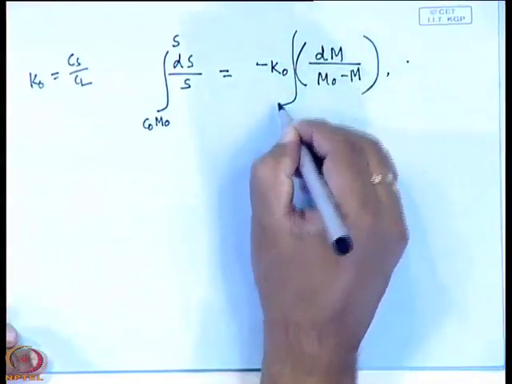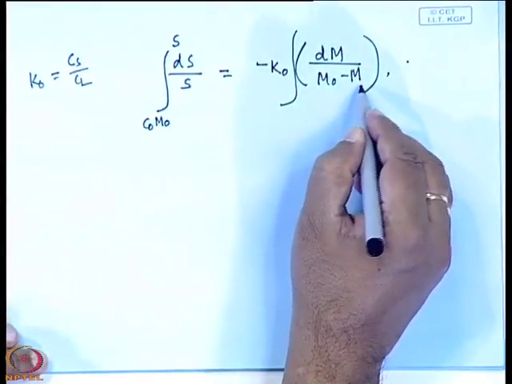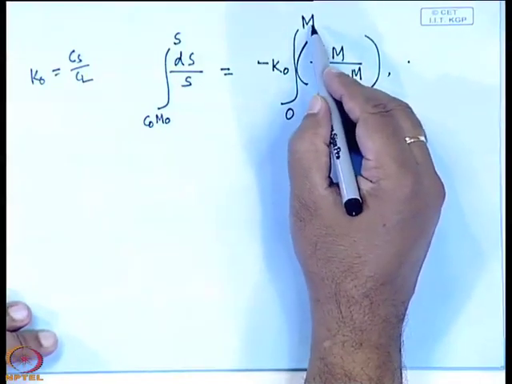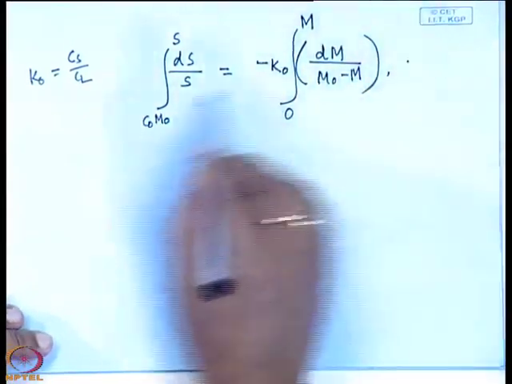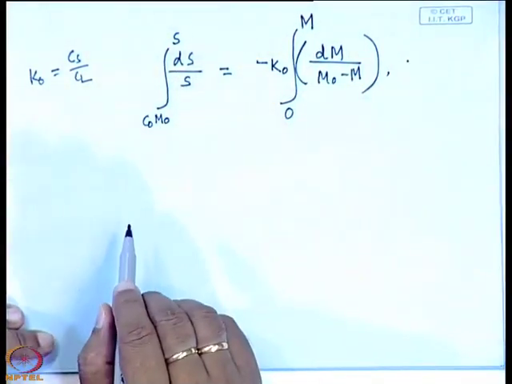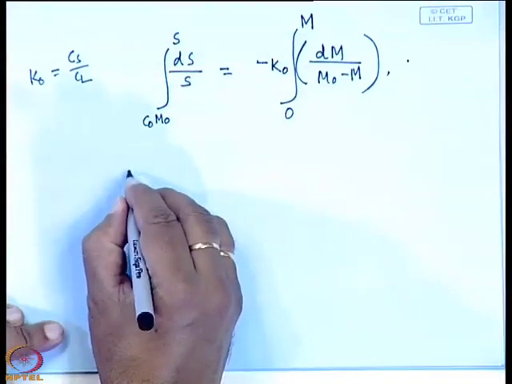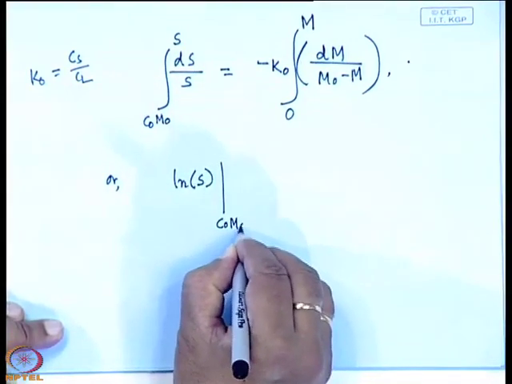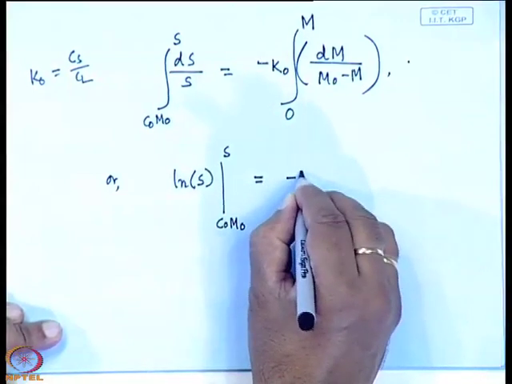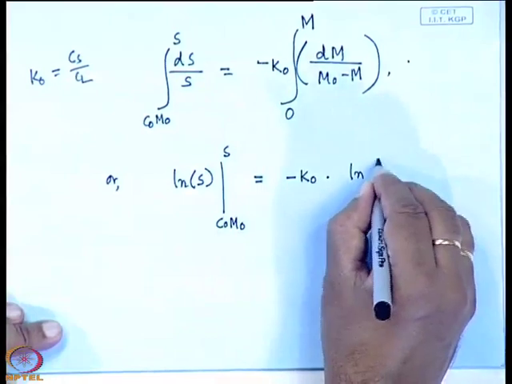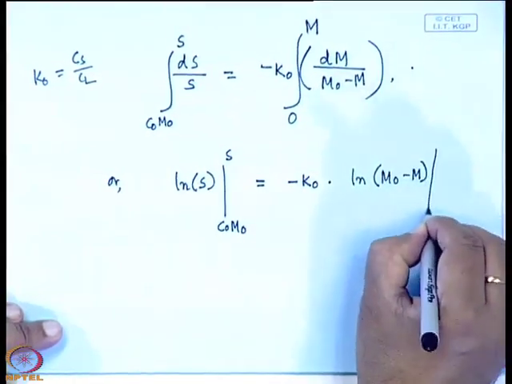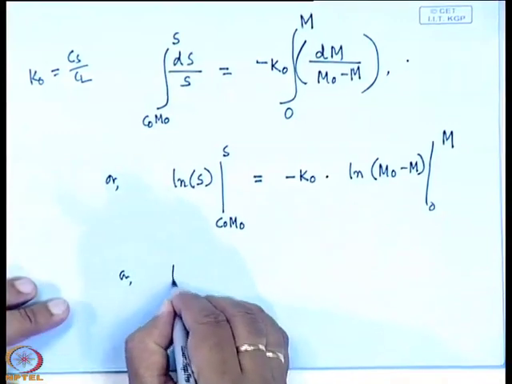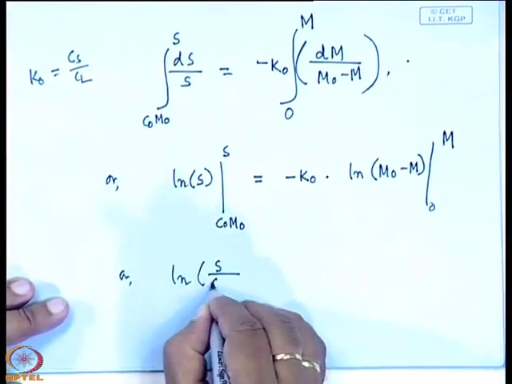And in this case you will find that minus k0 dM by (M0 minus M) must be integrated from 0 to M, because the crystal is grown up to the weight M at any instant of time. Then if you solve this equation, what you will get? ln S from C0 M0 to S equals minus k0 into ln (M0 minus M) from 0 to M, or ln S by C0 M0.